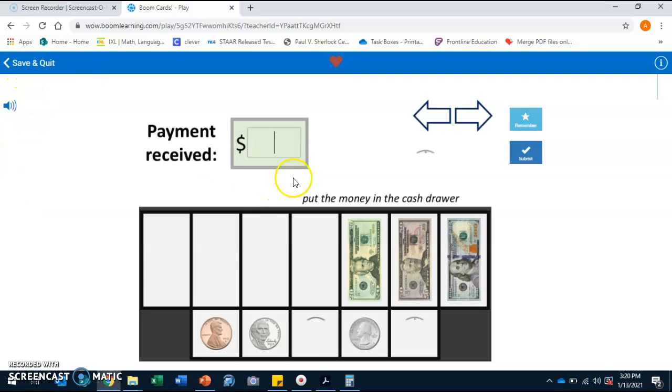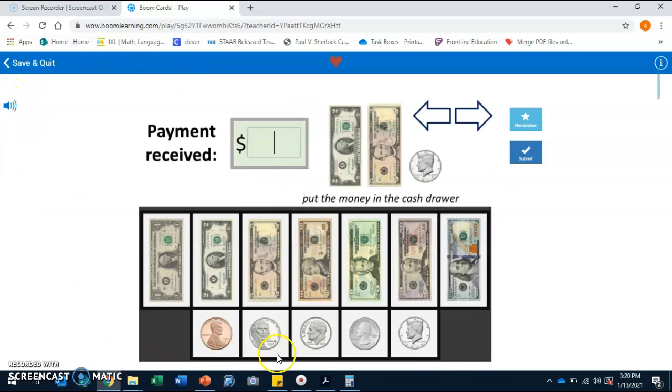Hey, what happened? Oh, there you go. And then it's going to take you to the cash register. So this is the amount of money she is giving you. So you have to count how much money this is. So you can write here the payments received. So we have a $5 bill and a $2 bill.